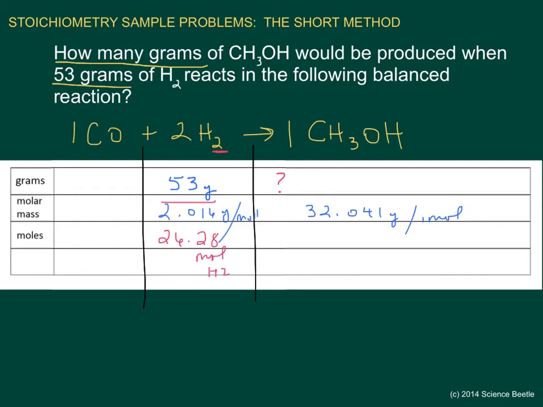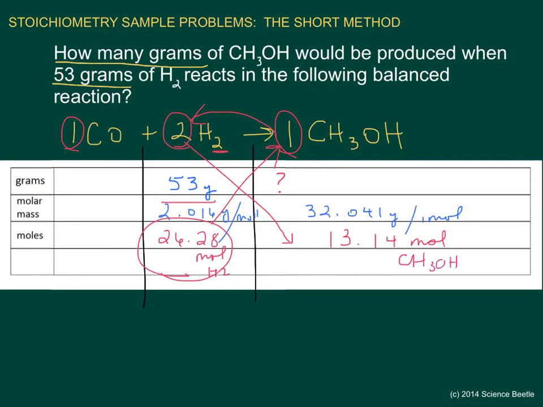Now we use this in the short method to figure out the number of moles for the CH3OH. Notice that the coefficients for the hydrogen and the CH3OH are not the same. So we take this number here, the 26.28, multiply it by 1 first, then divide by the 2, and that gives us the moles for this problem. If we do that, we come out with 13.14 moles of CH3OH.